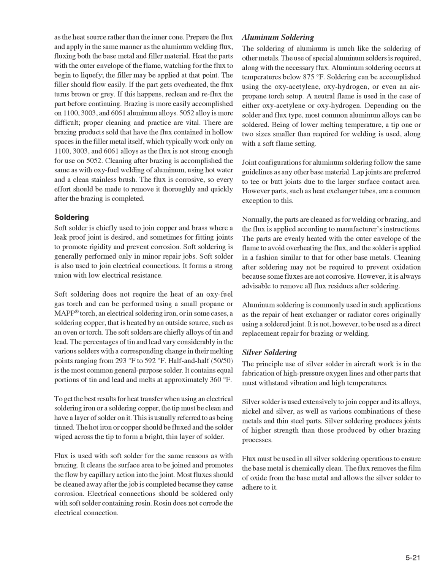Joint configurations for aluminum soldering follow the same guidelines as any other base material. Lap joints are preferred to T or butt joints due to the larger surface contact area. However, parts, such as heat exchanger tubes, are a common exception to this. Normally, the parts are cleaned as for welding or brazing, and the flux is applied according to manufacturer's instructions. The parts are evenly heated with the outer envelope of the flame to avoid overheating the flux, and the solder is applied in a fashion similar to that for other base metals.